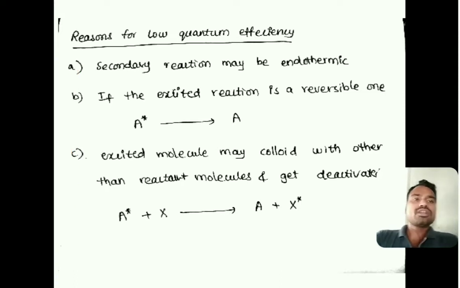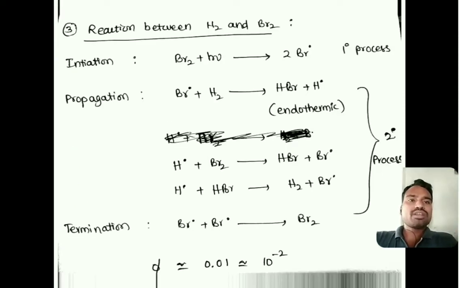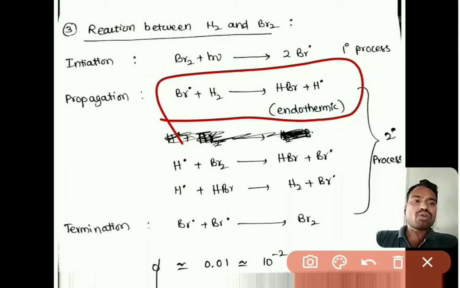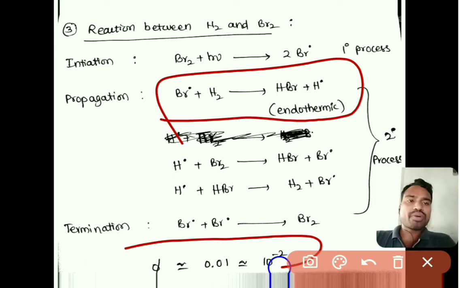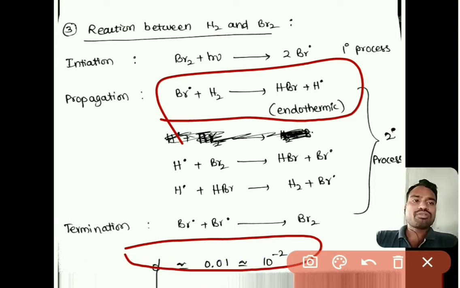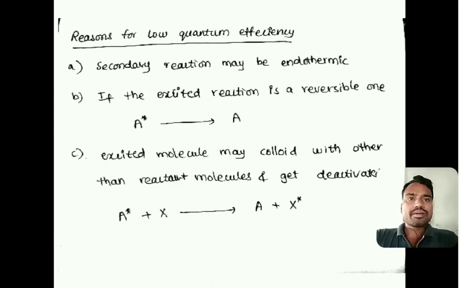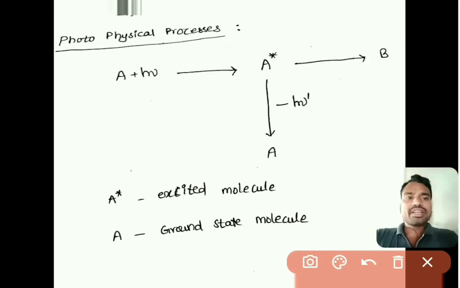So in this hydrogen and bromine reaction, we have observed that the secondary process is endothermic, and that's why the quantum yield is very low, that is 0.01, around 10 to the power of minus 2. So this is one example of a low quantum efficiency reaction. This is what we had about photochemical reactions, what quantum efficiency is, and the examples of high quantum efficiency reactions and low quantum efficiency reactions.